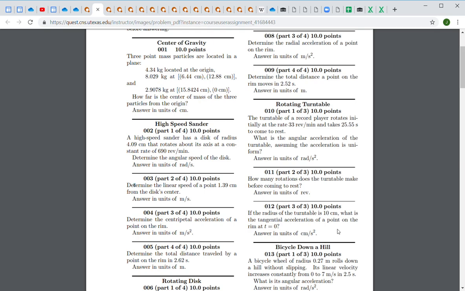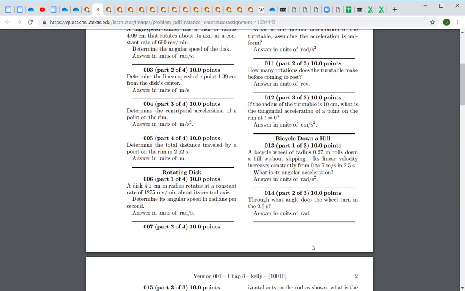Part 3, if the radius of the turntable is 10 centimeters, what's the tangential acceleration of a point on the rim at t equals 0? In this case, we've got an alpha, and the relationship between tangential acceleration and alpha is a tangential equals r times alpha, where we should use the radius of the turntable, so 0.1 meters times alpha would give us the tangential acceleration of a point on the rim. If we had it in SI units, that would give us meters per second squared. Here we have to convert to centimeters per second squared.